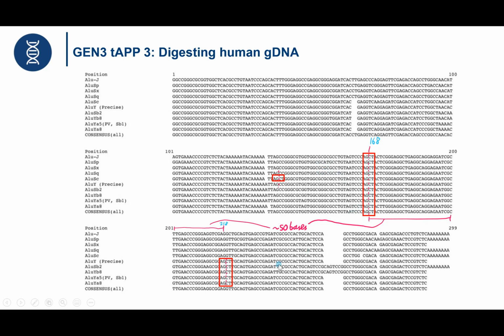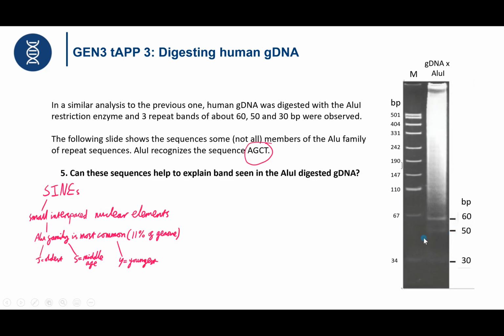Here, we've got 1, 2, 3, 4, 5 sequences that are cleaved here. And all 5 of them are also cleaved here. So now we've got 5 sequences that are cleaved to make the DNA fragments that are 50 bases long. And once again, these sequences are found all the way throughout the genome. They're highly repeated, so we get loads of them. And that makes up the second band here.